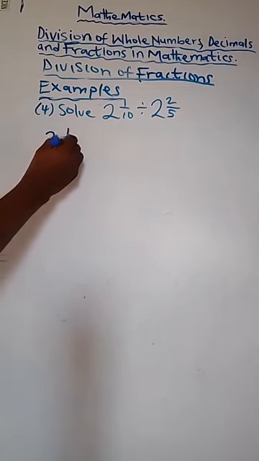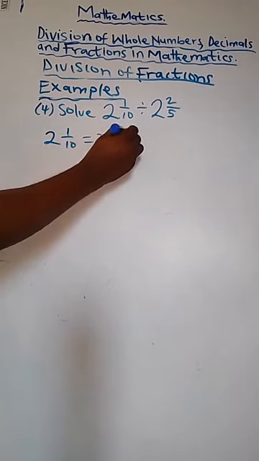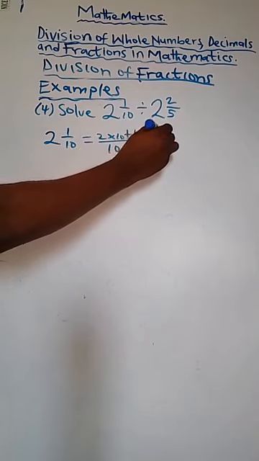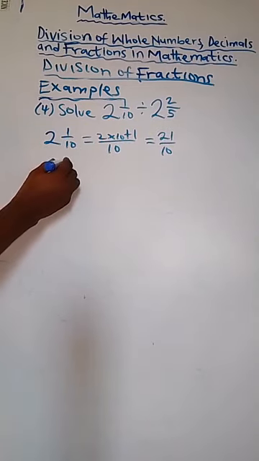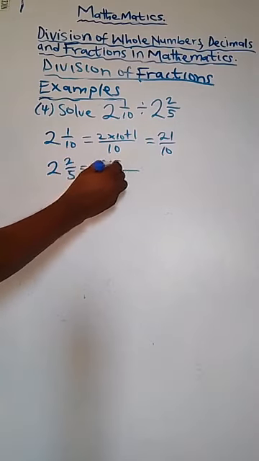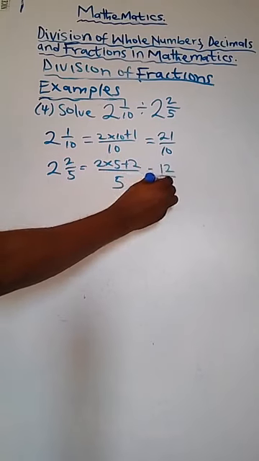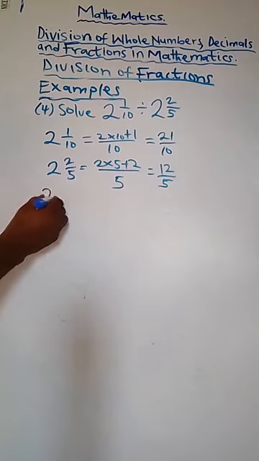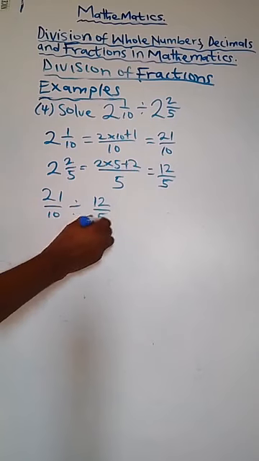2 whole number 1 over 10 will be 2 times 10 plus 1. So 2 times 10 is 20, 20 plus 1 is 21. So this is 21 over 10. Then 2 whole number 2 over 5 will be 2 times 5 plus 2. 2 times 5 is 10, plus 2 is 12, over 5. Then we can now rewrite our question like this and say 21 over 10 divided by 12 over 5, right?